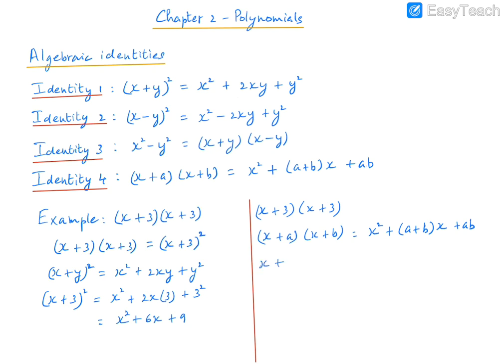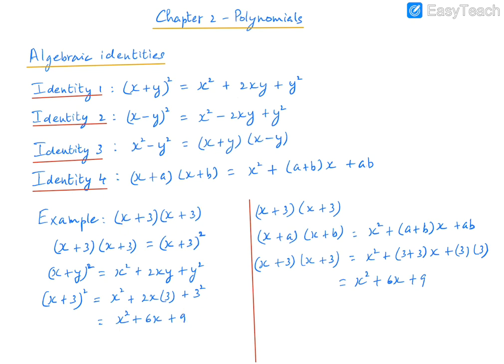So we can have x plus 3 multiplied with x plus 3 as x square plus a plus b. A is 3, b is also 3, so it's 3 plus 3 times x plus a into b, which is 3 into 3. Let me write that clearly. So we have x square, 3 plus 3 is 6 times x plus 3 into 3 is 9, which is exactly the same answer we got with the previous identity as well.